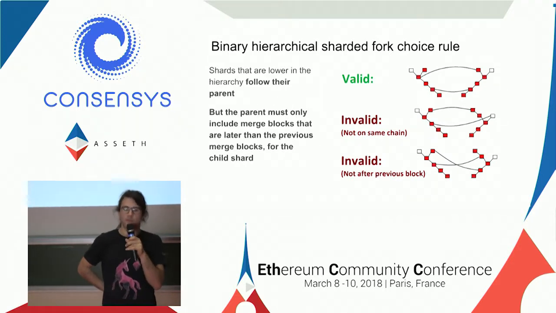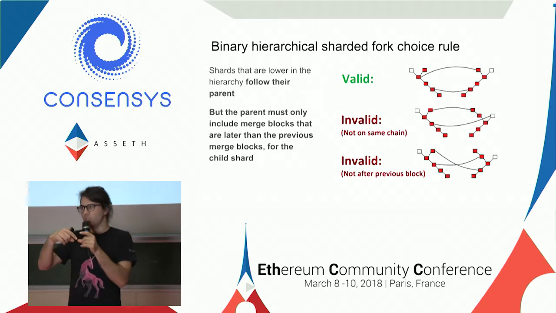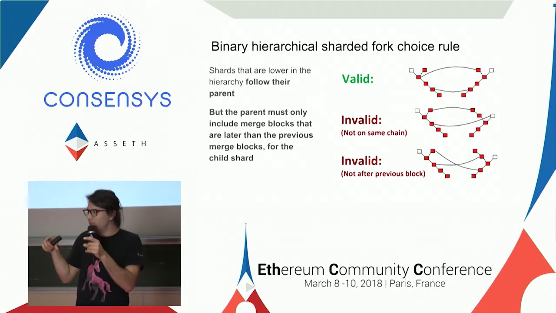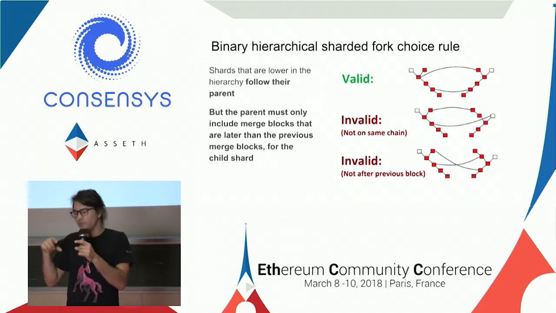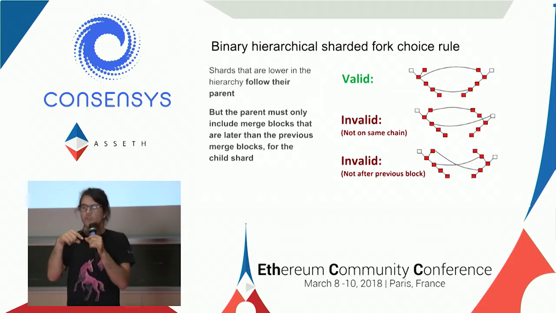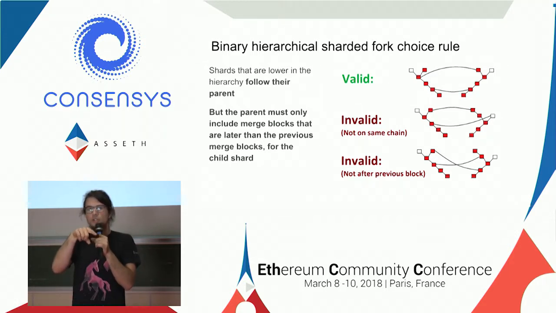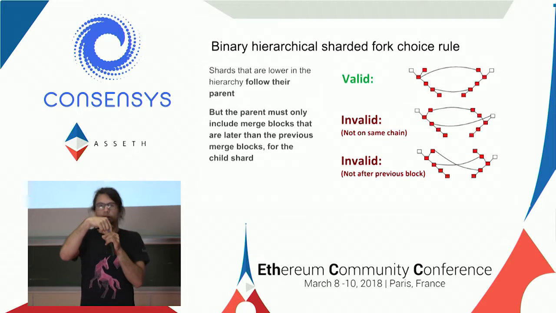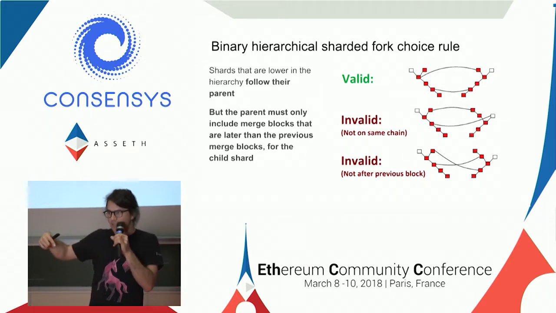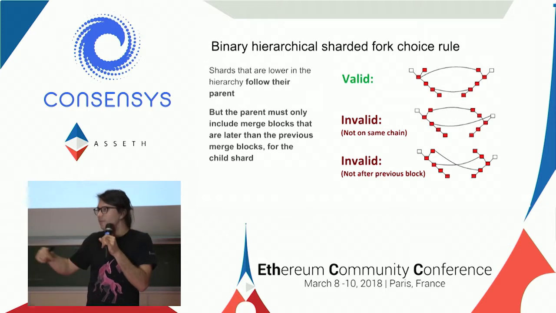Another requirement, which is super important, is that if you make a merge block with a shard that you've already merged before, and you're the parent, then the parent is only allowed to include in the fork choice rule merge blocks that are later than the previous merge block that they included for the child.